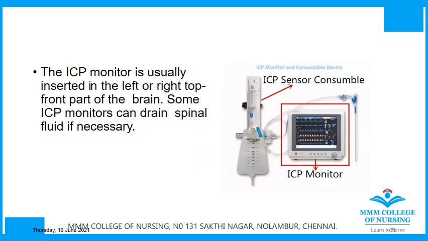Next. So the ICP monitor is usually inserted in the left or right top front of the brain. Some ICP monitors can drain spinal fluid if it is required. So this is an ICP monitor. Here the pressure comes in. We can set it. And this is the ICP sensor consumable. This is a transducer kit where you can adjust and connect this to the cardiac monitor.